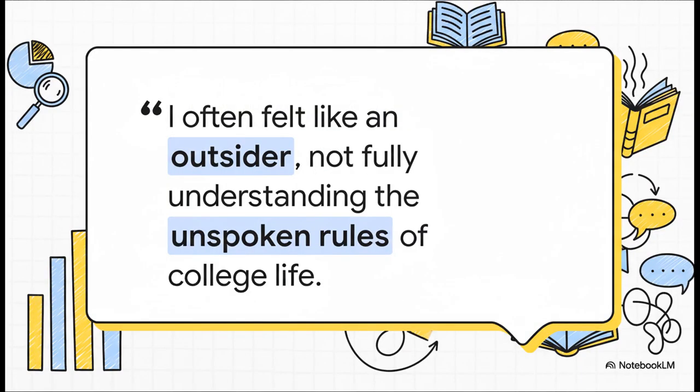And listen to this quote. It just brings that second theme to life so perfectly. When this student talks about feeling like an outsider and not knowing the unspoken rules, that is the exact definition of that identity and sense of belonging theme. This is how you know your analysis is on the right track, when the real words from real people perfectly echo the themes you've found.